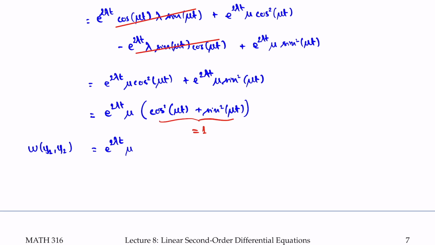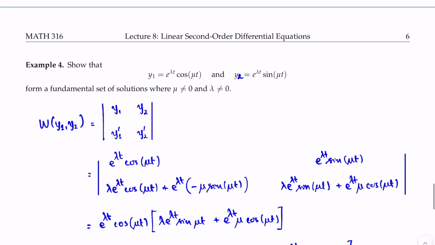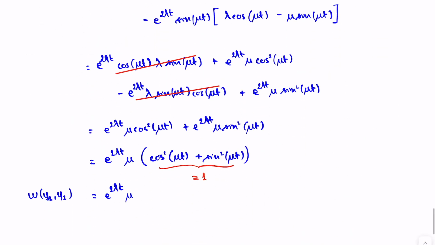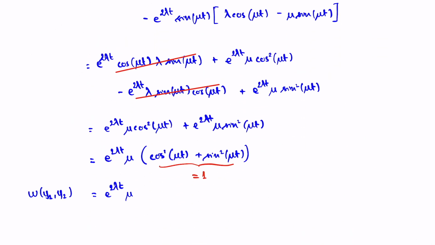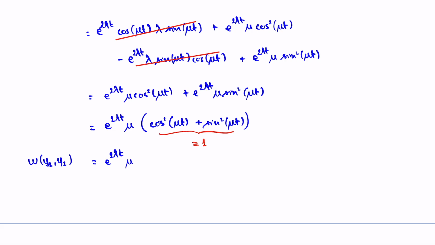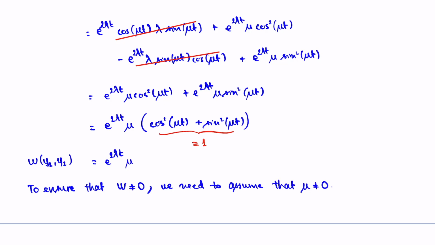So in this particular example, there's no specific value for lambda and mu. So therefore, we show that the Wronskian is equal to something, but to ensure that the functions give you the fundamental set of solutions, we can show that for this Wronskian to be different from 0, mu has to be different from 0. Right? So this implies that to ensure that w is different from 0, we need to assume that mu is different from 0.